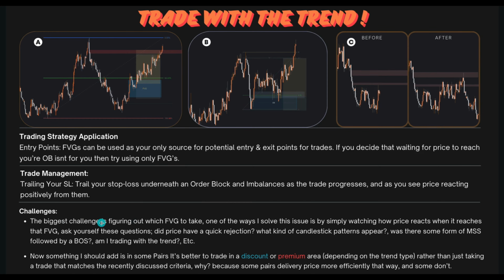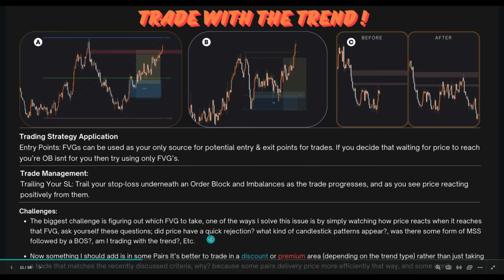Next, challenges. The biggest challenge is figuring out which fair value gap to take. One of the ways I solve this issue is by simply watching how price reacts when it reaches that fair value gap. Ask yourself these questions. Did price have a quick rejection? What kind of candlestick pattern appears? Was there some form of market structure shift followed by a break of structure? Am I trading with the trend, etc.?